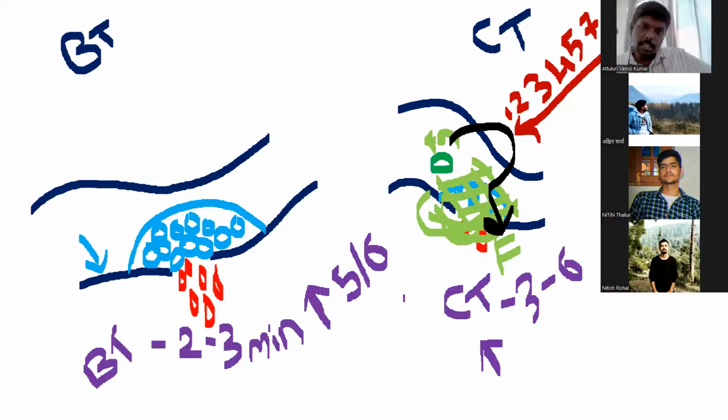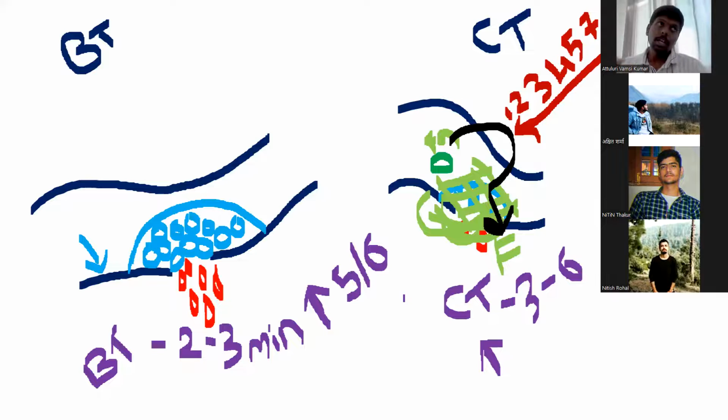The first method is the finger prick method. Here I will prick a finger and go for this filter paper analysis. The second one is Duke's method. In Duke's method, rather than pricking the finger, I will prick near the earlobe, and I will start taking blood drops every 30 seconds. Okay, this is called Duke's method.